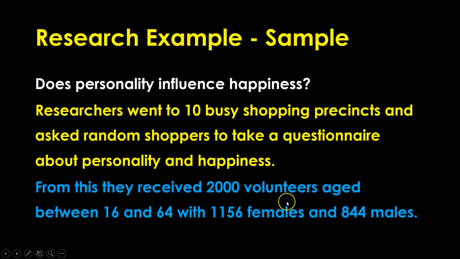Now for the second research, let's say some researchers went to a whole bunch of busy shopping precincts so that we try to get as many different types of demographics as possible. They asked the shoppers that went by to complete a questionnaire that measures their personality and their happiness. From this they got 2,000 volunteers, which is awesome. They got people from 16 to 64, and there's your gender proportion.